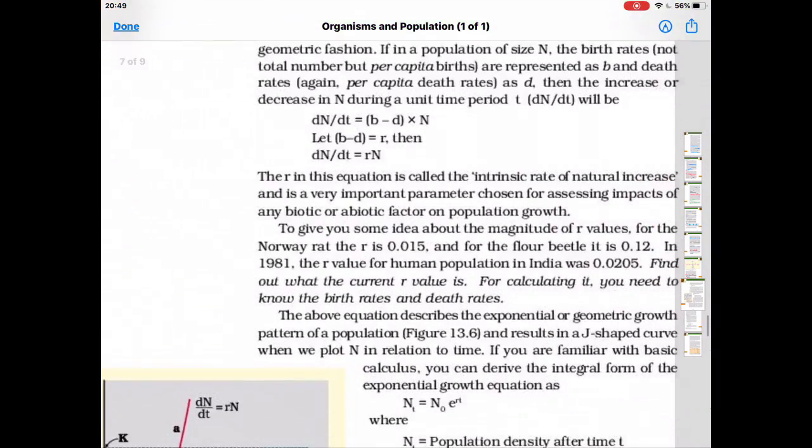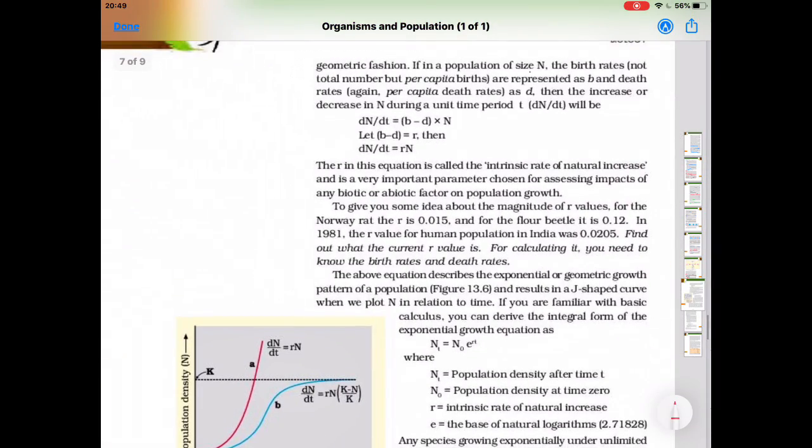If in a population of size N the birth rate is represented as B and death rate as D, then the increase or decrease in N during a unit time period t, dN upon dt, will be (B minus D) into N. What is B minus D? It can be written as r. r is the intrinsic rate of natural increase. So dN upon dt is equal to rN.